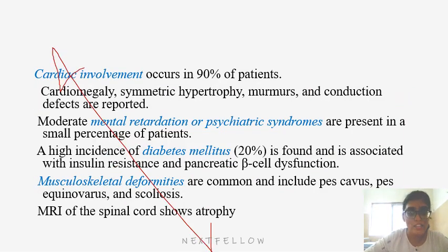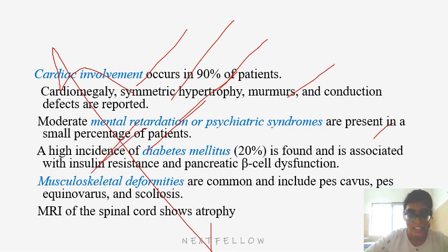So cardiac involvement occurs in 90% of the patients. Cardiomegaly, symmetric hypertrophy, murmurs, and conduction defects are reported. Moderate mental retardation or psychiatric syndromes are present in a small percentage of patients. A high incidence of diabetes mellitus is found and is associated with insulin resistance and pancreatic beta cell dysfunction. Musculoskeletal deformities are common and include pes cavus, pes equinovarus, and scoliosis. MRI of the spinal cord shows atrophy, very important point.